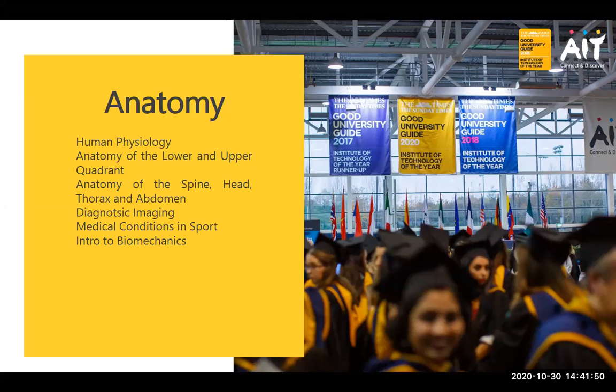There is a series of modules delivered across the program to explore the anatomy of the human body. The main modules focusing on this area are human physiology, anatomy of the lower and upper quadrant, anatomy of the head, spine, thorax, and abdomen, diagnostic imaging, medical conditions in sport, and introduction to biomechanics. All of these modules are tailored to equip the students with the knowledge of the human body that they will need as future athletic and rehabilitation therapists. The main focus of this strand is on musculoskeletal and functional anatomy of the human body.